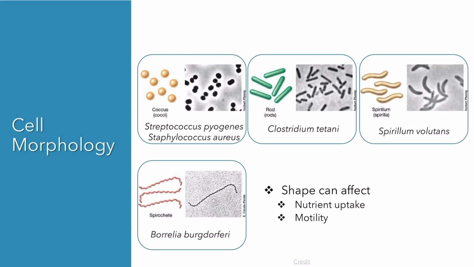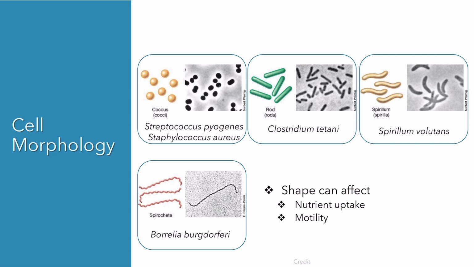Bacterial shape impacts both nutrient uptake, i.e., how they take up nutrients, and also motility, how they move. And even though we're only demonstrating 4 categories here, there are many more, including organisms that are square shaped, hexagon shaped, and even star shaped.